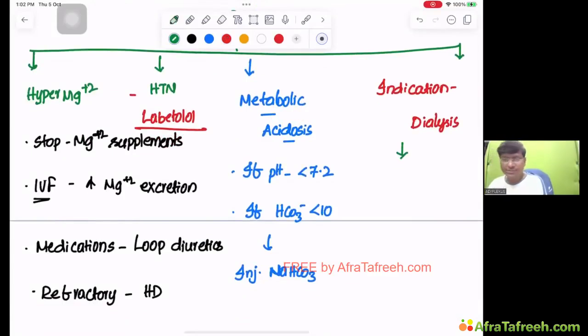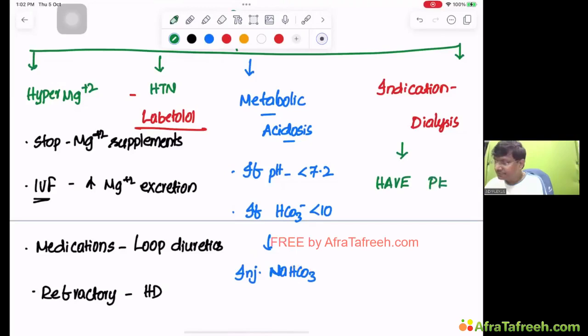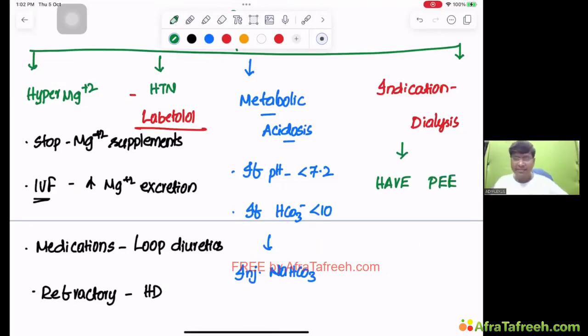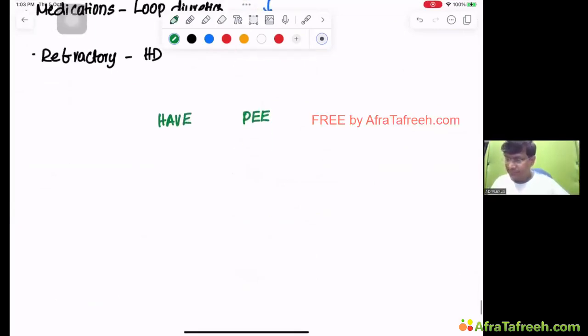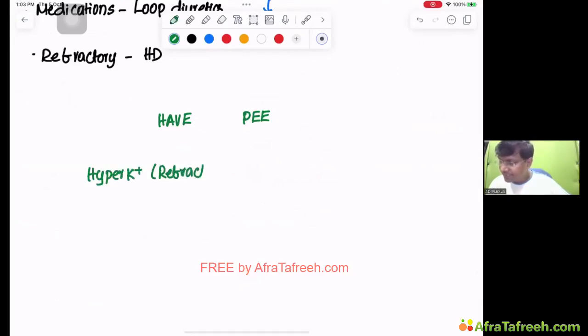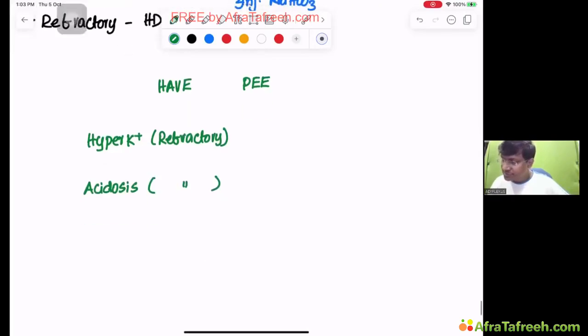The indications for dialysis, just remember this mnemonic, HAVE P. Okay. So these are the indications for dialysis. Now, what is this HAVE P? Let me tell you. In this HAVE P for dialysis, H is hyperkalemia, but it should be refractory hyperkalemia. Then A stands for acidosis, that is refractory acidosis.